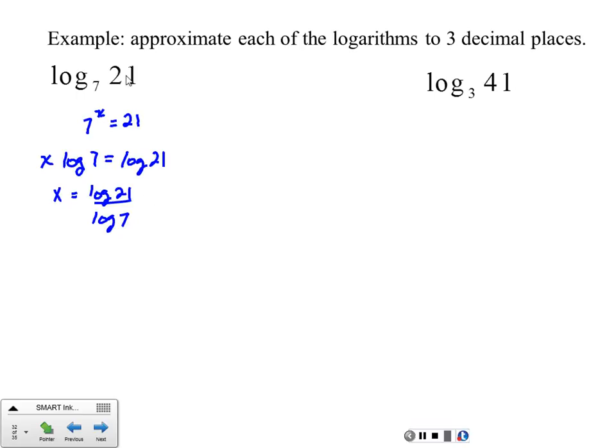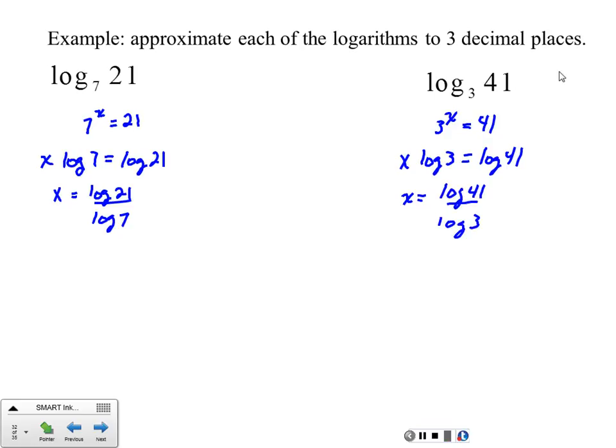So if you see the setup and you notice that you can't change your base, or even if you can change your base, you can still do this. It doesn't matter. Alright, so this one, I won't do the shortcut. So we have 3 to the x power is equal to 41. So we're going to have x log 3 is equal to log 41. And so you'll have x is equal to log 41 over log 3.